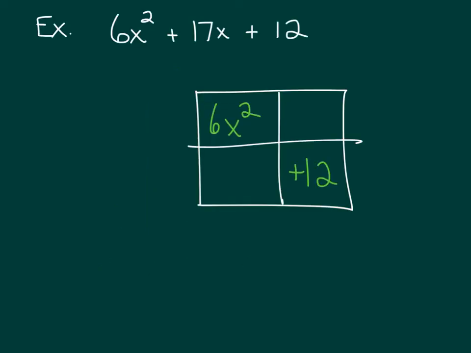Okay, so the example is 6x squared plus 17x plus 12. I went ahead and did step 1 and step 2 for you, which was draw the box and put them in the right places. Now I need to multiply. When I multiply the first and the last term, I get 72, because 6 times 12 is 72. Now I need to list the factors and figure out which pair equals 17.